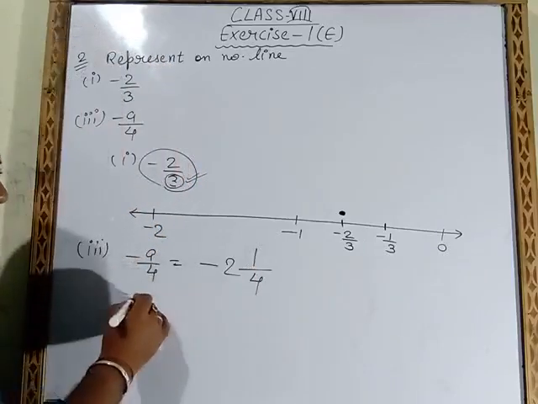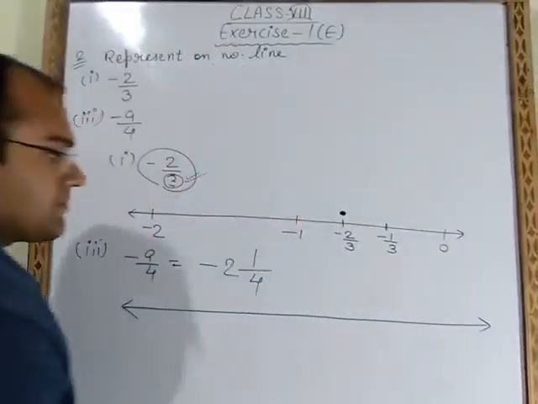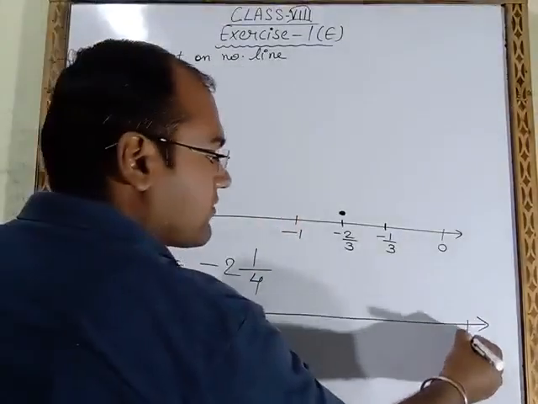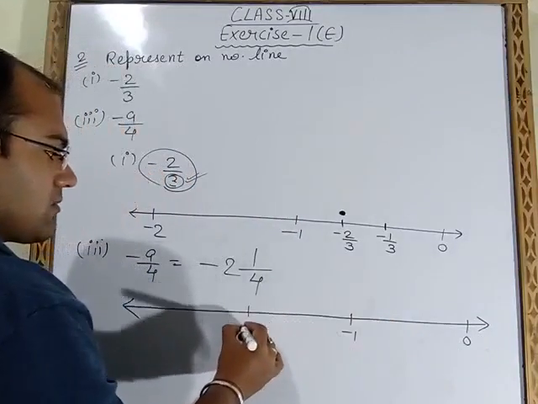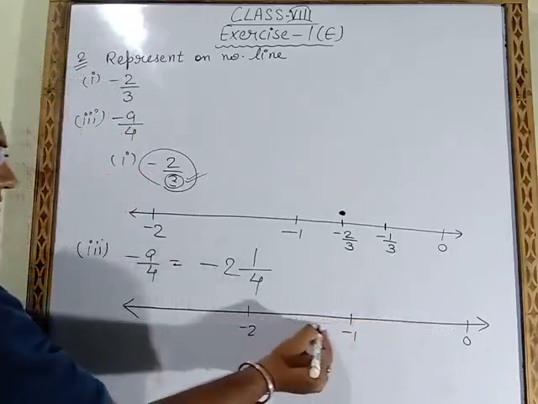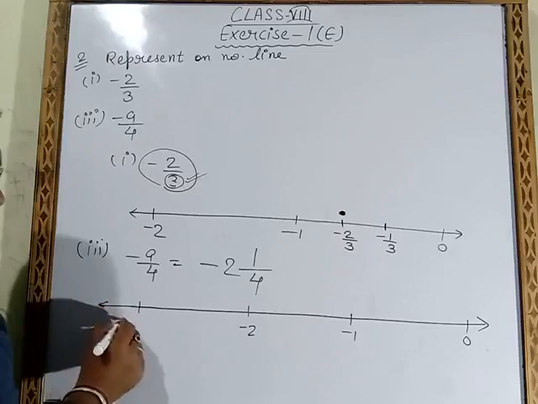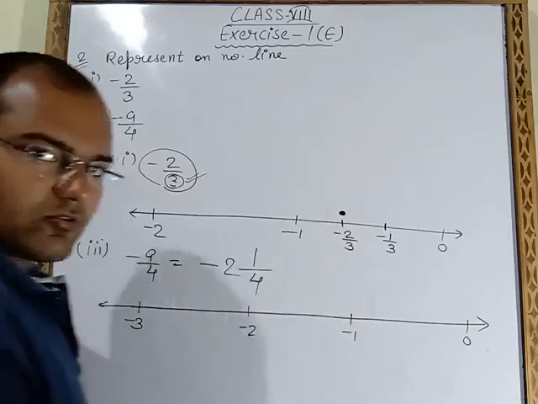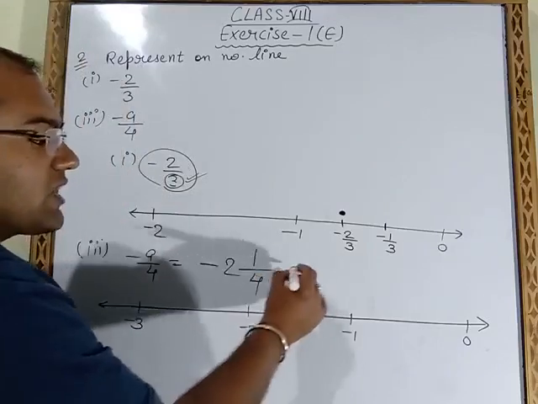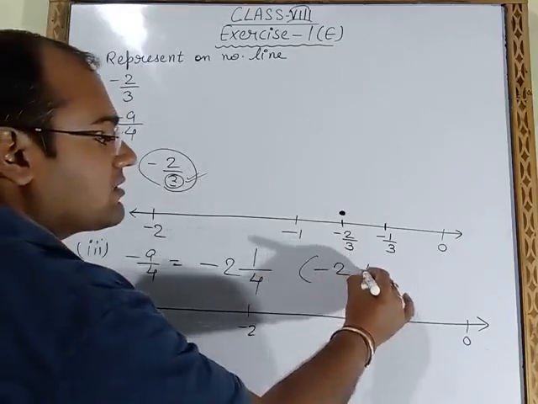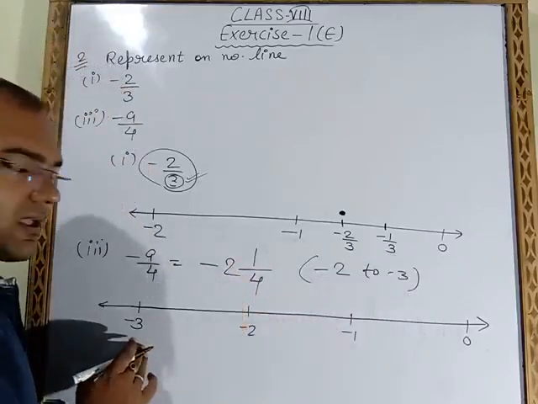Now this term we have to show on the number line. First of all we will draw one straight line. Then, since this is a negative number, here we will write 0, minus 1, minus 2, minus 3, with equal gaps. Minus 2 whole 1 upon 4 will come in between minus 2 and minus 3. This term we have to show between minus 2 and minus 3.